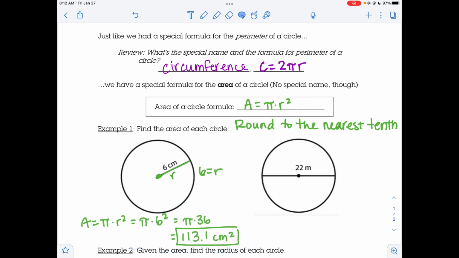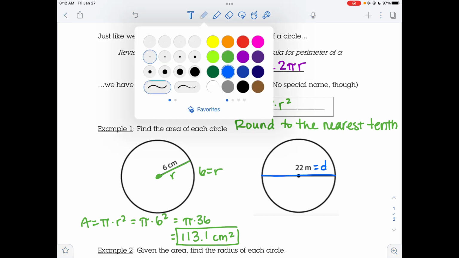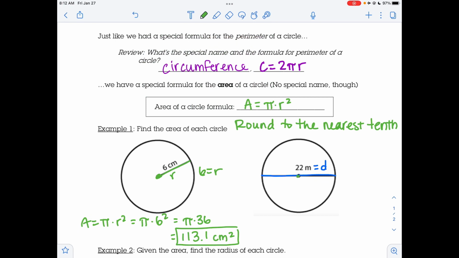Now our second example is a little different. Notice the 22 that they gave us goes all the way across. 22 is what's called the diameter. A diameter goes all the way across the circle going through the middle. But our formula just needs radius, which is from the center out to the edge. So if you're given the diameter, you have to cut it in half, or divide it by 2, to get the radius. So our radius here is 11.